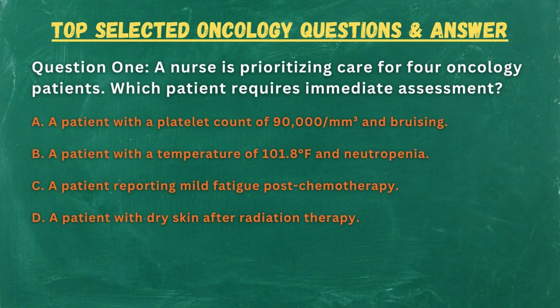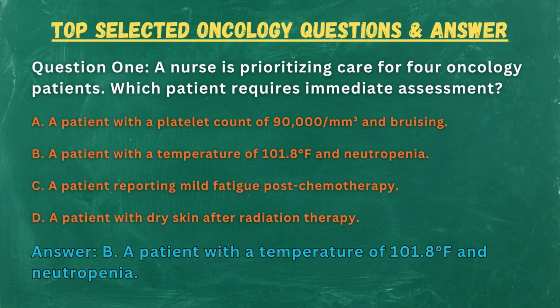C. A patient reporting mild fatigue post-chemotherapy. D. A patient with dry skin after radiation therapy. Answer. B. A patient with a temperature of 101.8 degrees Fahrenheit and neutropenia.